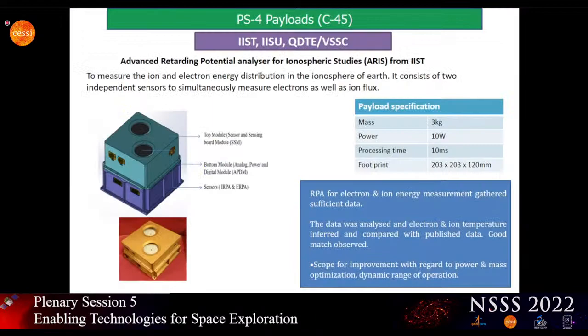In PS4 C45, as an example, one of the payloads was the advanced retarding potential analyzer for ionospheric studies, to measure the ion and electron energy distribution in the ionosphere. It consists of 2 independent sensors to simultaneously measure electron as well as ion flux. The total mass was 3 kg and it consumed a power of 10 watt. The footprint was close to a 2U kind of system, 200 by 200 by around 120 mm. The measurements were compared with already available published data, and were shown to be in very good agreement.